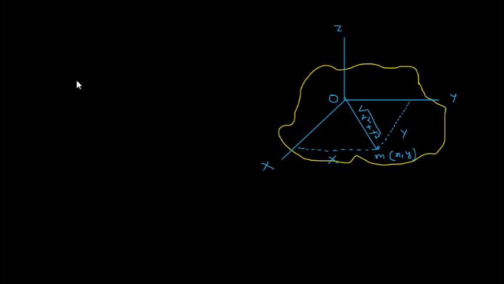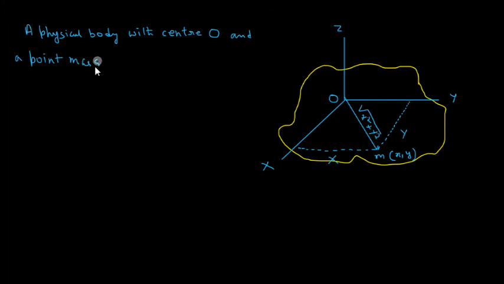So in the given image, we have a physical body with center O and a point mass M in the xy plane at x comma y.